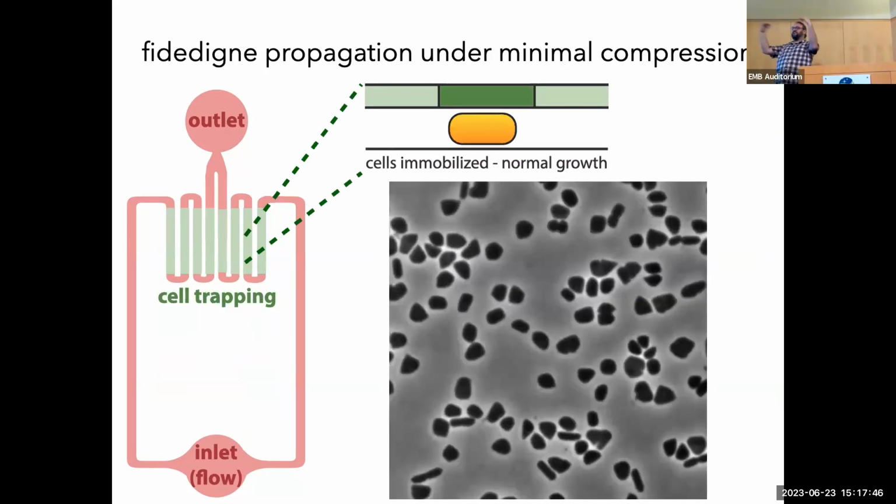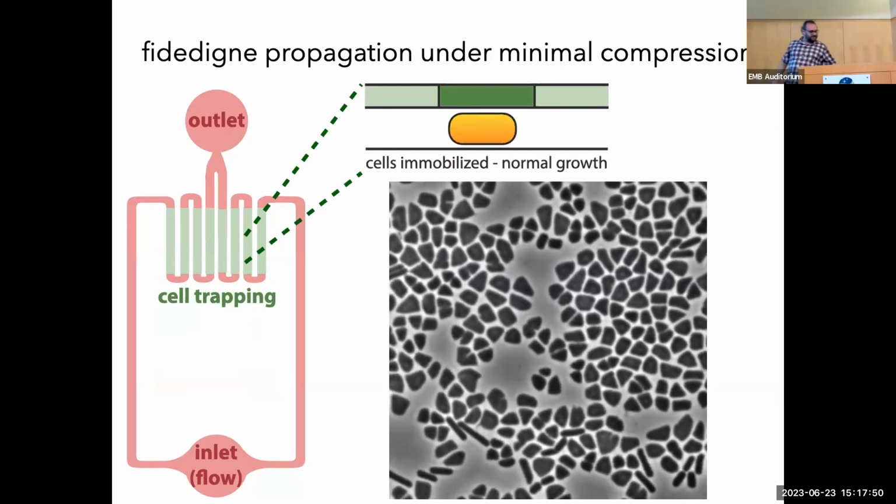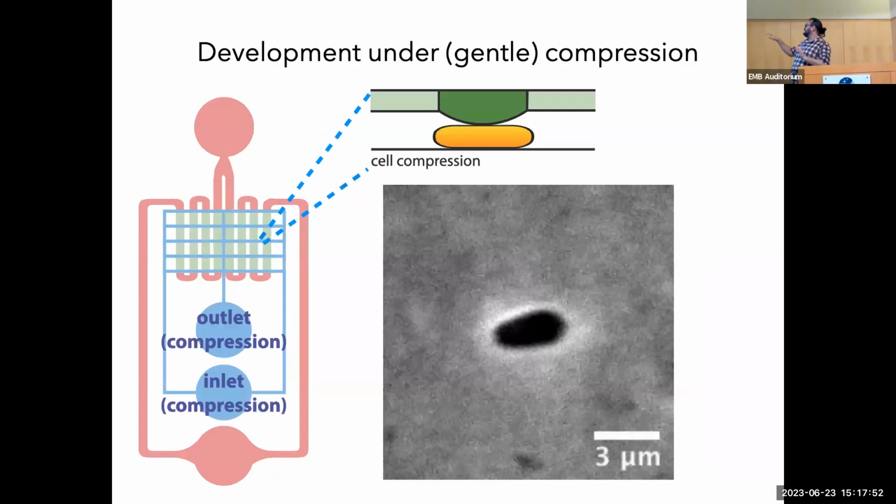However, when applied pressure on the top chamber and the PDMS deforms and squishes the cells, what we notice, and this is one cell, is that immediately they smush and they look like a pancake.